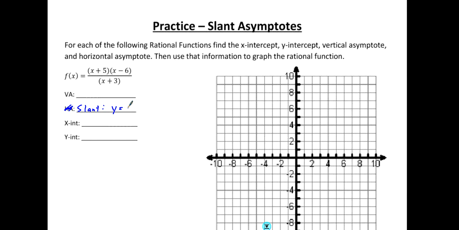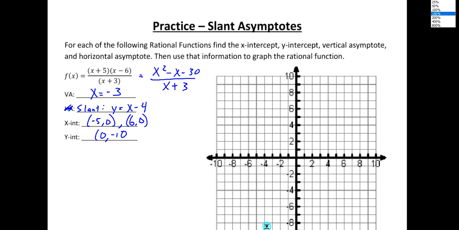Now, for the sake of time and the length of this video, I'm not going to show all of the long division. But you are going to FOIL this out and get x squared minus x minus 30 over x plus 3. Your vertical asymptote's at x equals negative 3. Your slant is at y equals x minus 4. Your x-intercepts are negative 5 and 6. And your y-intercept is at 0, negative 10.